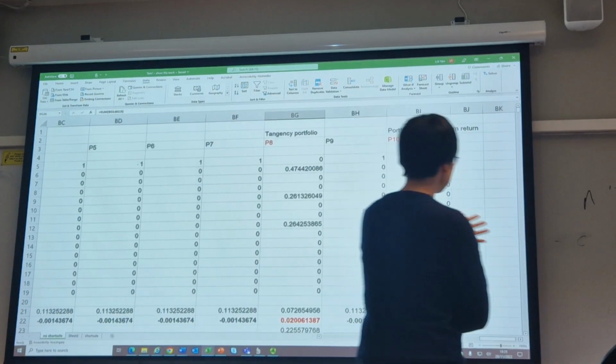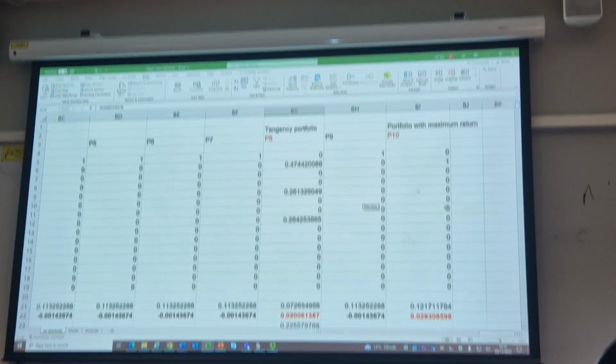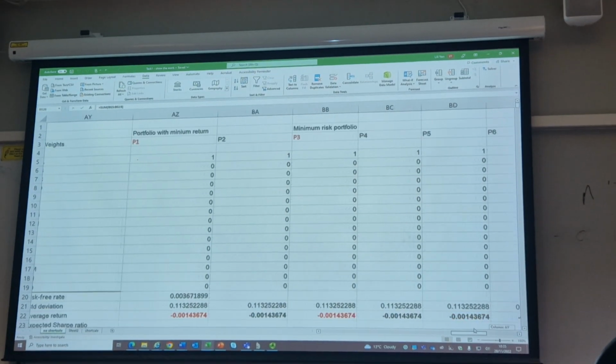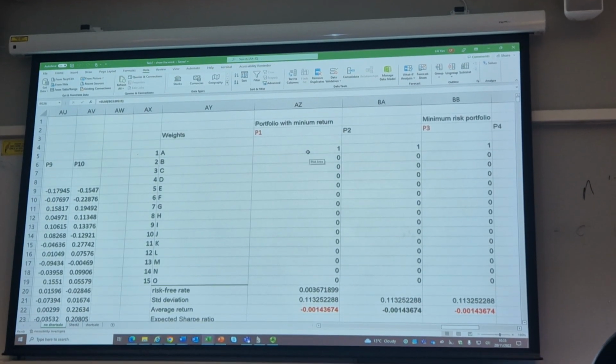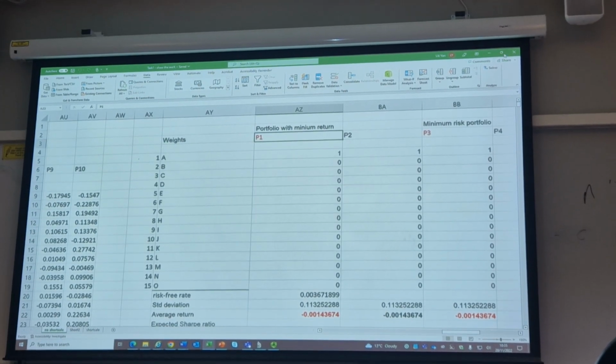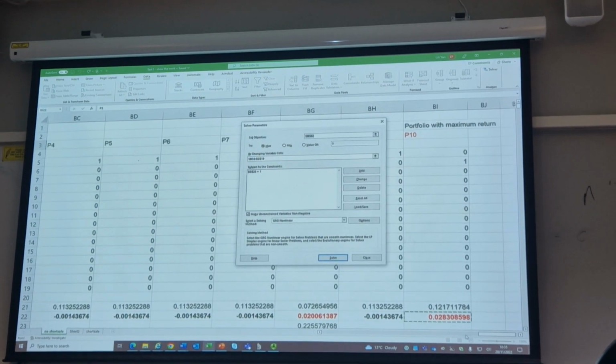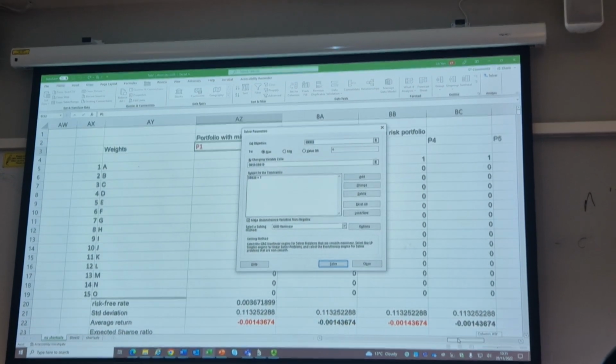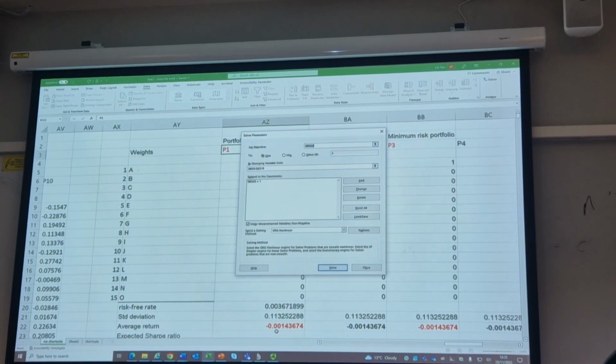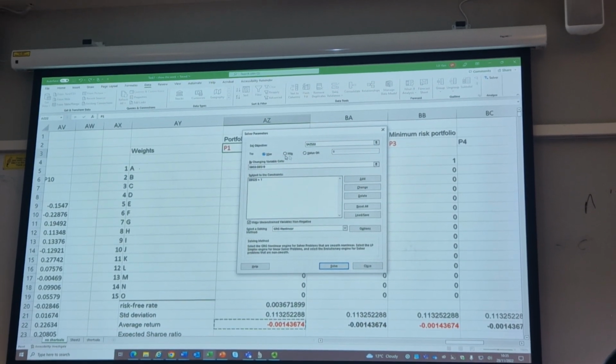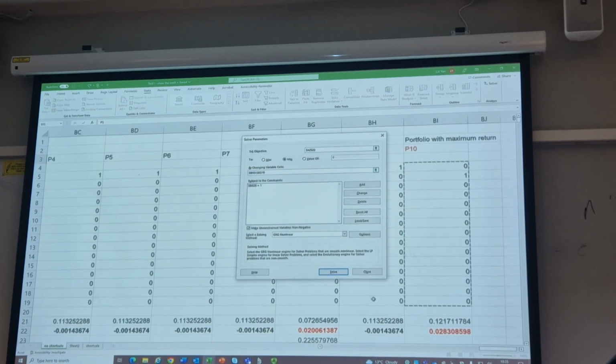So this is how to do that. Portfolio with maximum return. The portfolio with minimum return is the same, but the objective becomes minimizing the return. So select the return and minimize it, and set the changing variables.